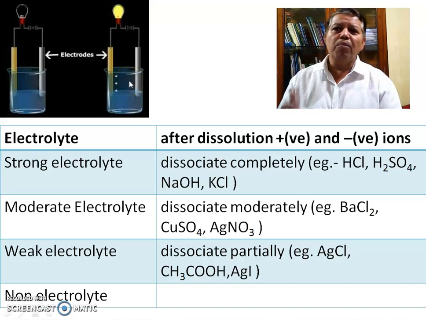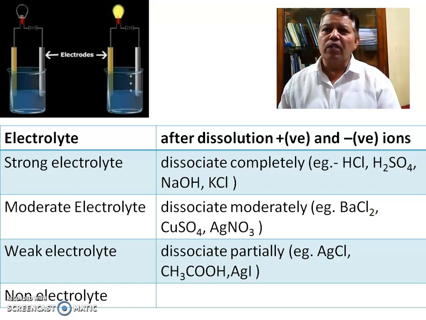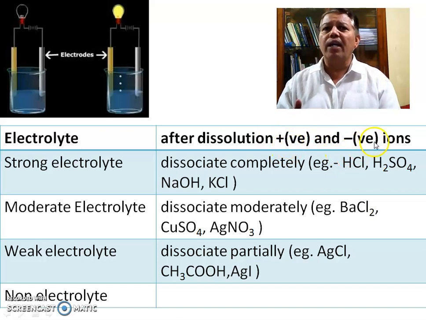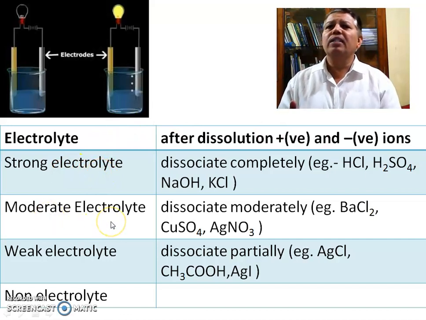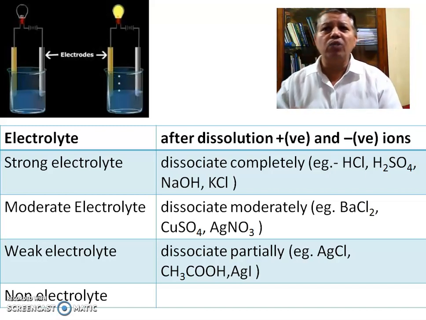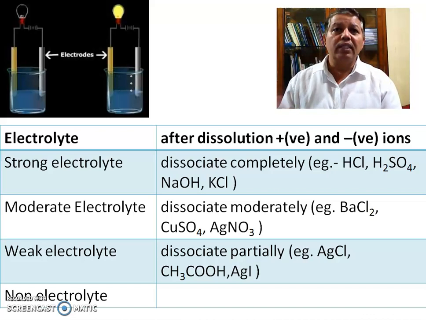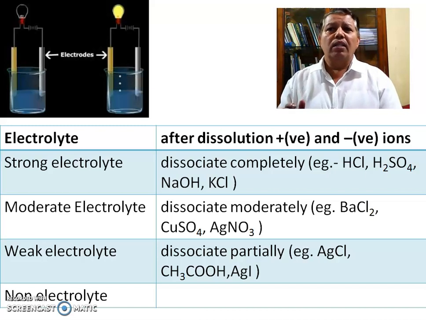In this way, some compounds we say are electrolytes. When dissolved in water, an electrolyte ionizes and forms positive and negative ions. Electrolytes are classified as strong electrolyte, moderate electrolyte and weak electrolyte. In the case of a strong electrolyte, the ionic compounds completely ionize when dissolved in water, for example NaOH, HCl, H2SO4, KCl, NaCl. Therefore these types of electrolytes are called strong electrolytes.